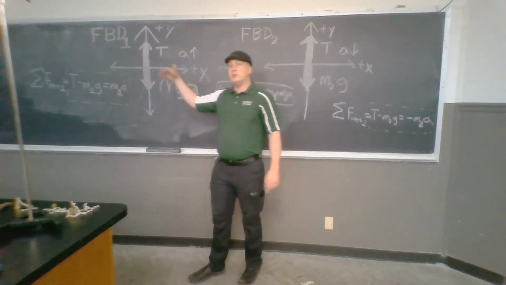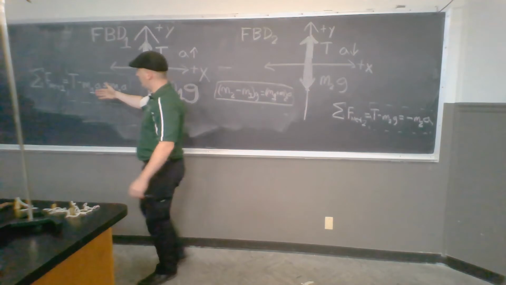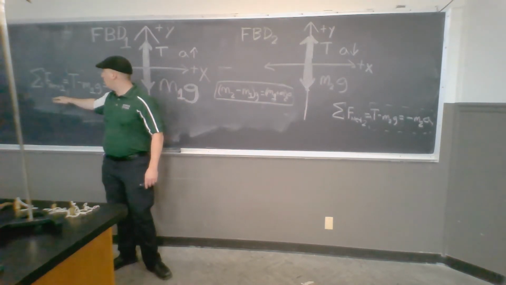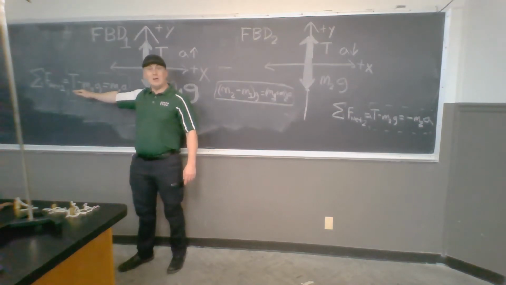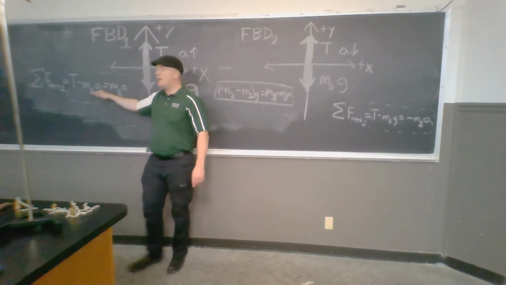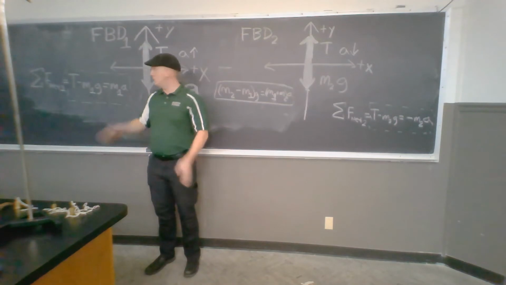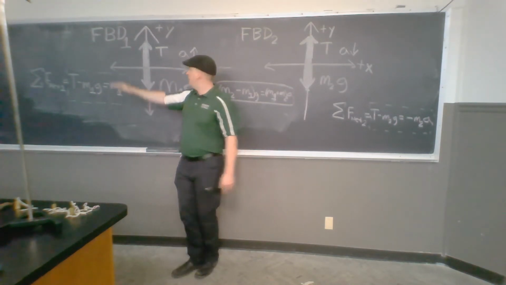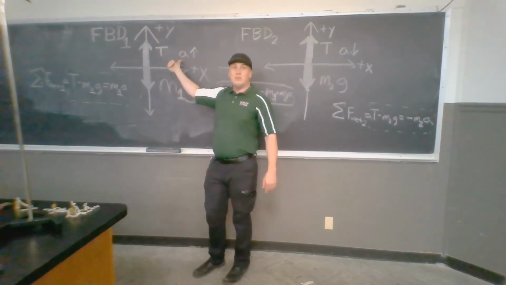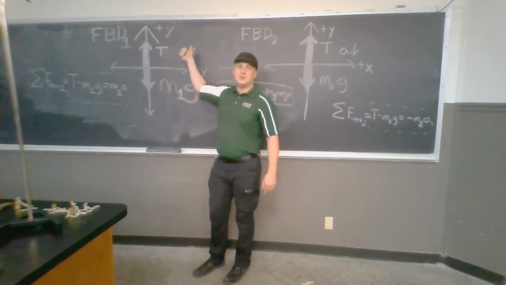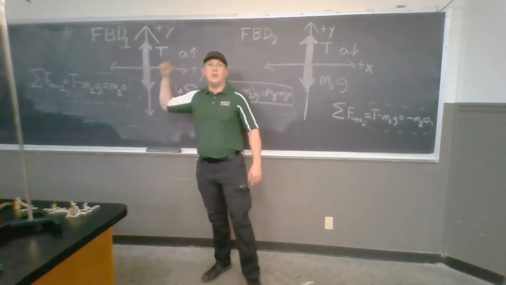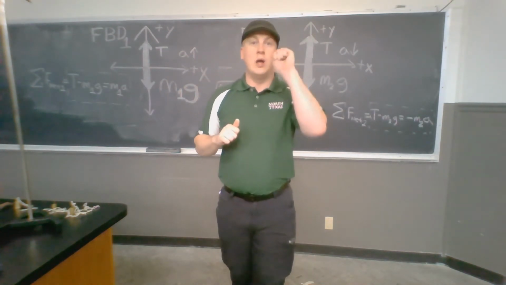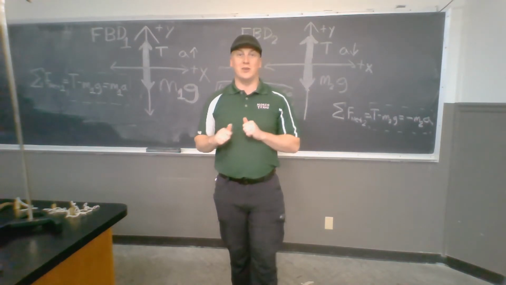Now if you go further down the board, we see that the sum of net forces for 1 is equal to T, which is positive, minus M1G, because that's a negative force, equals M1 times the acceleration. I denoted that the acceleration, I believe, is in the positive direction. I didn't necessarily draw it on the axes, I just drew it to the side to establish what I believe the direction is going to be.